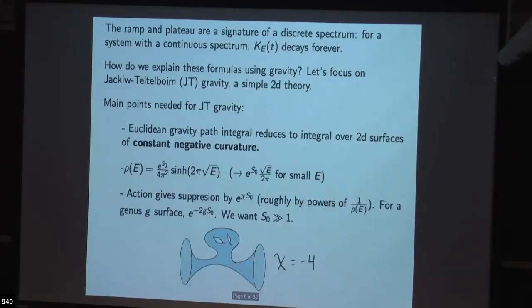But that rho of E, that comes only from trivial topology? Yeah, rho of E you compute from the trivial topology, but roughly we're going to study these higher genus surfaces, and we'll find particular contributions that look like they're suppressed by 1 over rho to a power, not just e to the -S0. So, yeah, we'll discuss that some more.